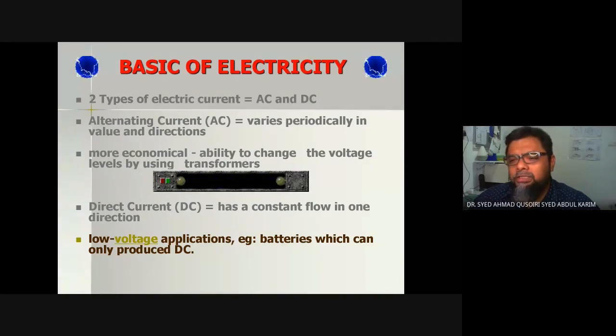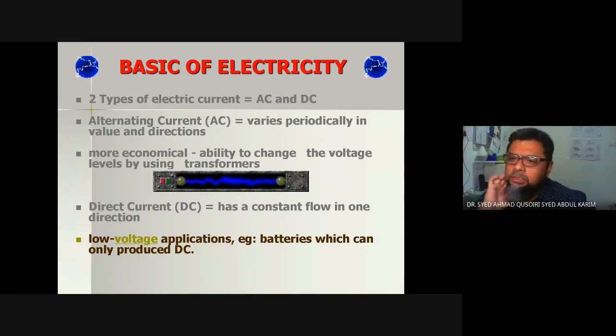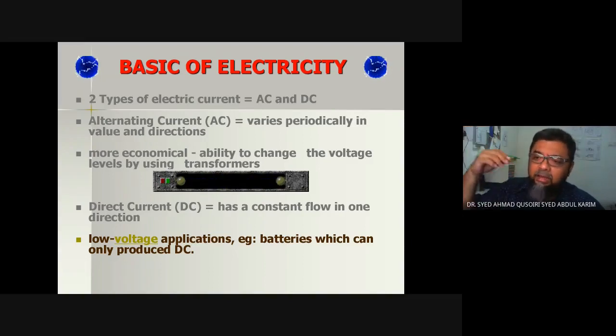The beauty of alternating current is that we can transmit it over long distances without the need of a lot of these substations. But if we use direct current, we would need a lot of substations before reaching where the electricity is needed, because it is direct current, it is low voltage.